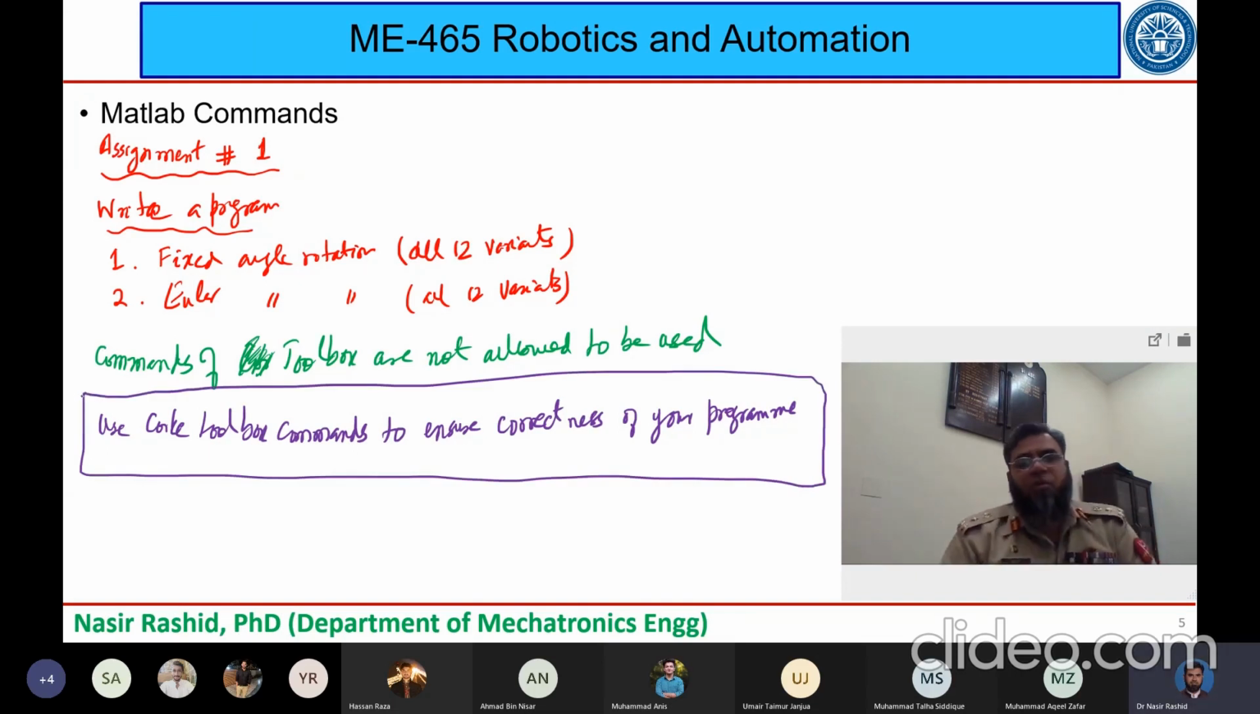to evaluate your program. You will give it to me, I'm going to run it on my Matlab, and then I'm going to ensure correctness by using the Corke toolbox. If your algorithm is running correctly, it will match the values of the Corke toolbox. You will use this toolbox only for your correctness.